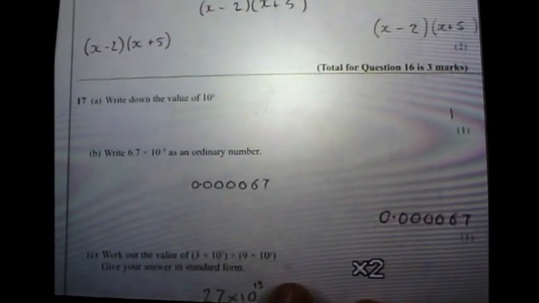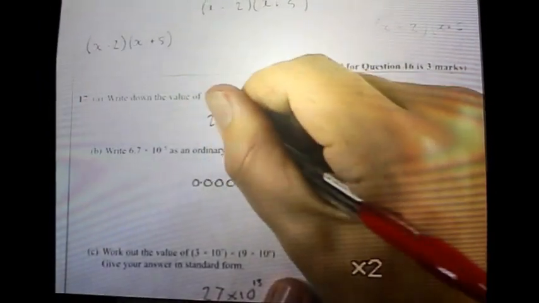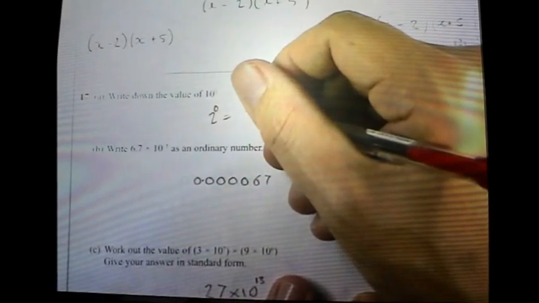Write down the value of 10 to the power 0. Anything to the power 0 is always 1. For example, 2 to the power 0 is 1, and 3 to the power 0 is also 1.